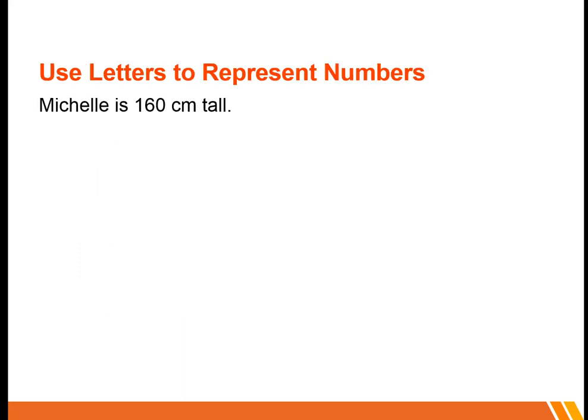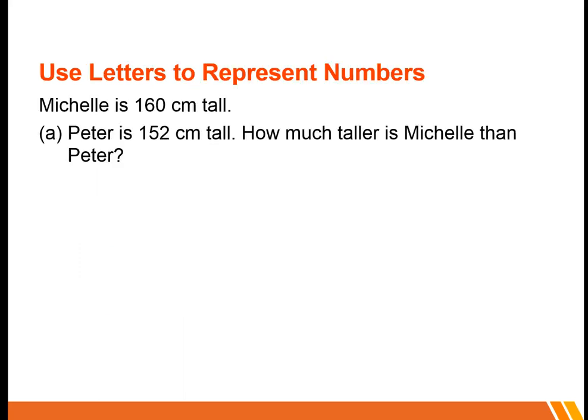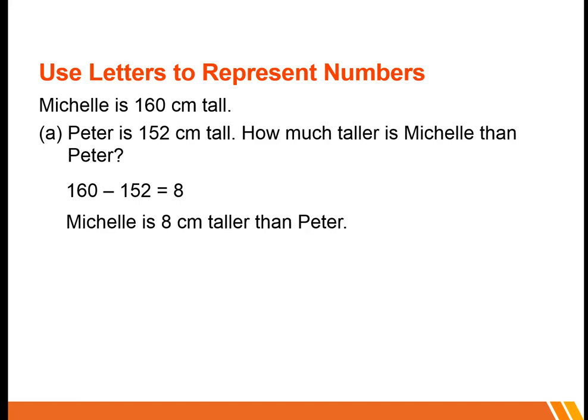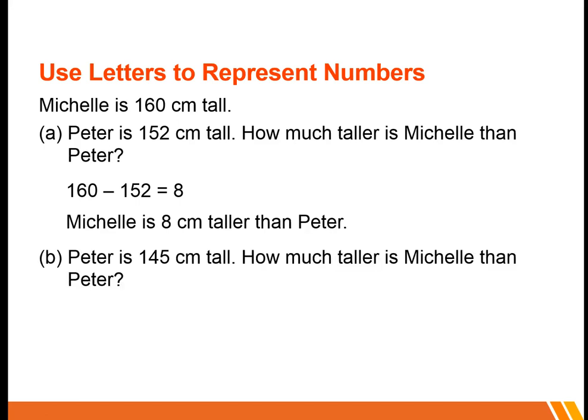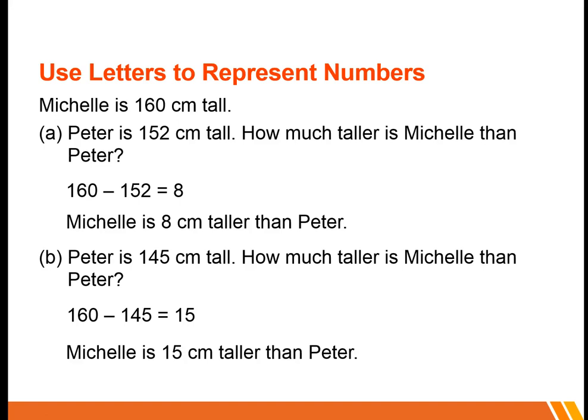Okay? Now, supposedly we talk about subtraction. Michelle is 160 cm tall. Now, if Peter is 152 cm tall, obviously Michelle is taller, right? So how much taller? You perform subtraction. 160 minus 152 equals 8. So Michelle is 8 cm taller than Peter. Now, Peter is 145 cm tall. How much taller is Michelle than Peter? That will be 160 minus 145 equals 15. So Michelle is 15 cm taller than Peter.